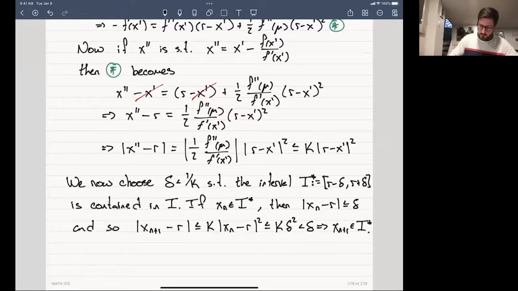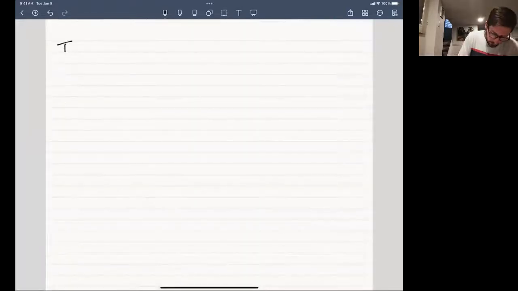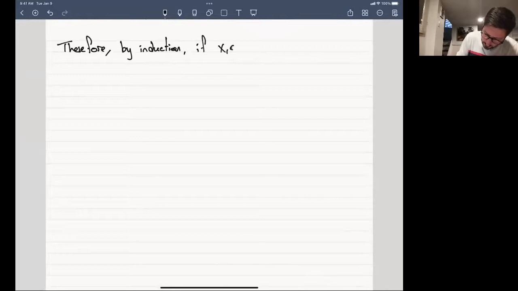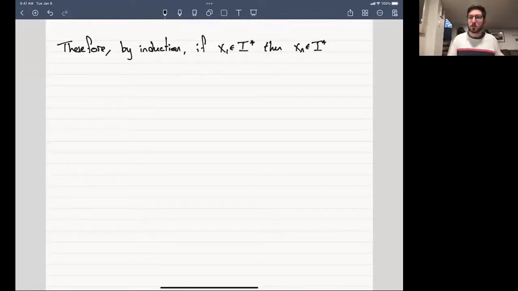So therefore, by induction, if you choose an initial guess in the subinterval, then every single element of the sequence generated by Newton's procedure is in that subinterval as well. That's what it tells you, right? You can imagine that subinterval is trapping you in there. You're stuck.